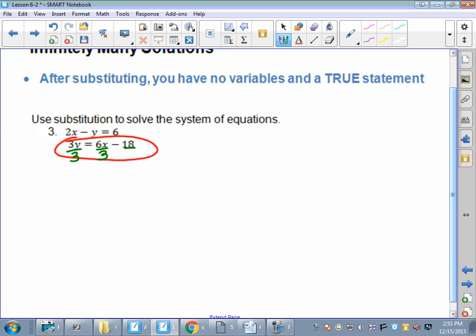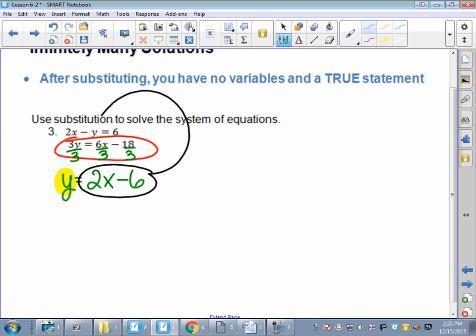I'd divide everything. Don't forget to divide everything by 3. So I'd have y equals 2x minus 6. So now I'm telling you what y equals. So in the other equation, always go to the other equation. Wherever I see a y, I could substitute in a 2x minus 6.